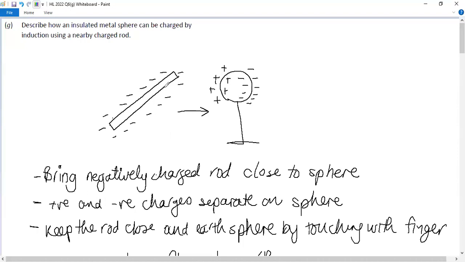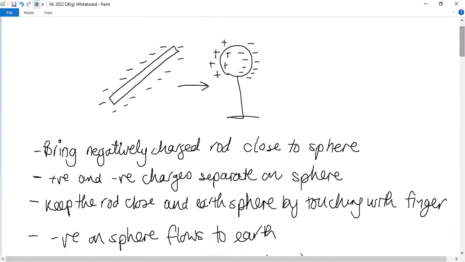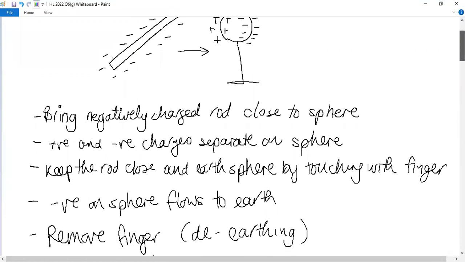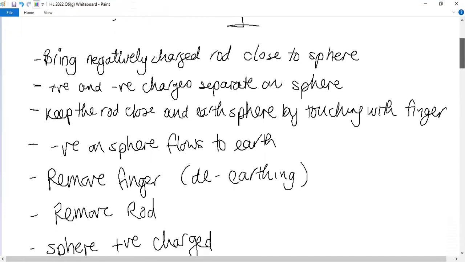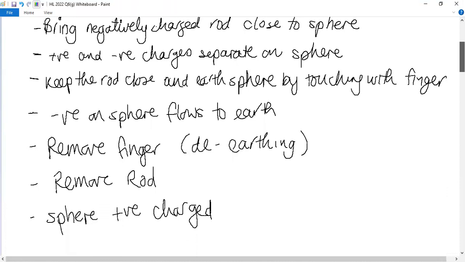So take a negatively charged rod, bring it near to your sphere. The charges will separate on the sphere because the positives are attracted to the rod and the negatives are repelled. They're going to go as far away as they can. Just keep your rod put for the moment. Touch the sphere with your finger, allowing the negative charges to flow to earth through you. Take your finger away. That only takes a second. Then take the rod away, and you're left with a sphere with just positive charges on it. Okay, so you could see how maybe you could have 2 or 3 diagrams with this if you wanted. Hopefully that helps to give you an idea of what you should have in an exam.